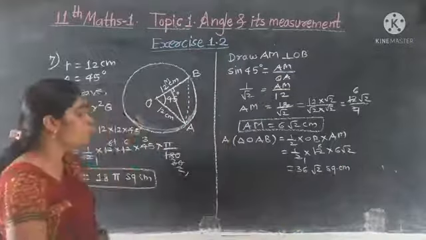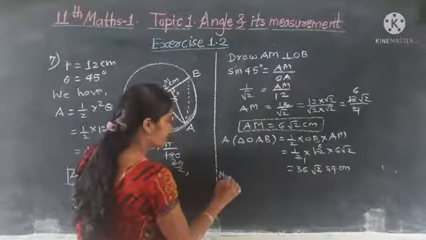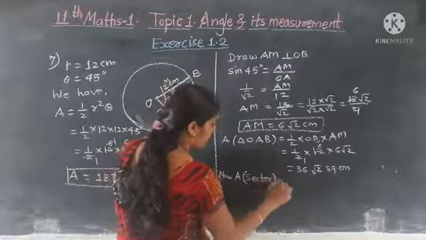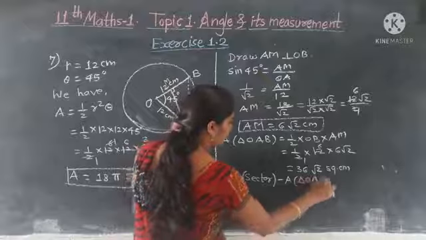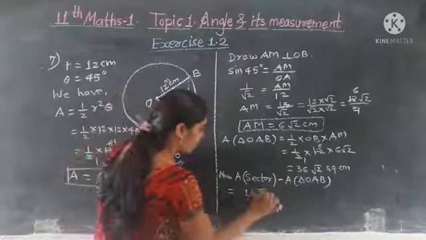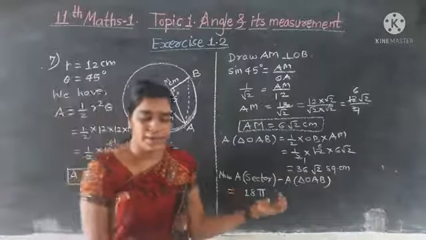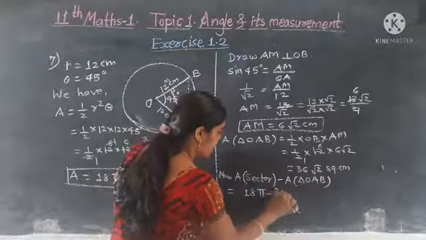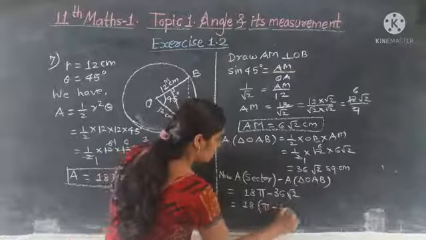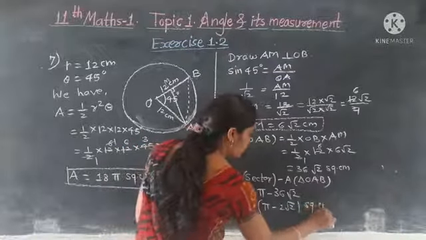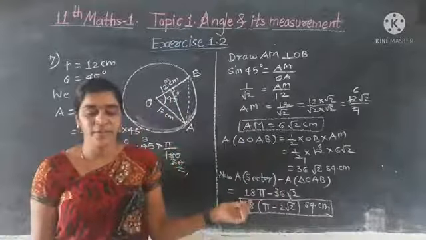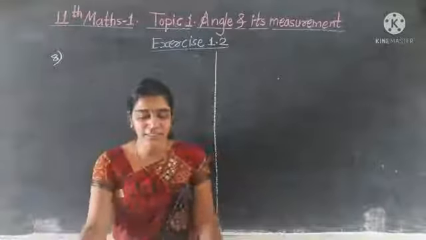Okay. Now we want the difference. Therefore, now area of sector minus area of triangle OAB is equal to, what is the area of sector? 18 pi. 18 pi minus 36 root 2. Here 18 is common. Pi minus 2 root 2 square centimeter. This is the final answer. Okay, understand?